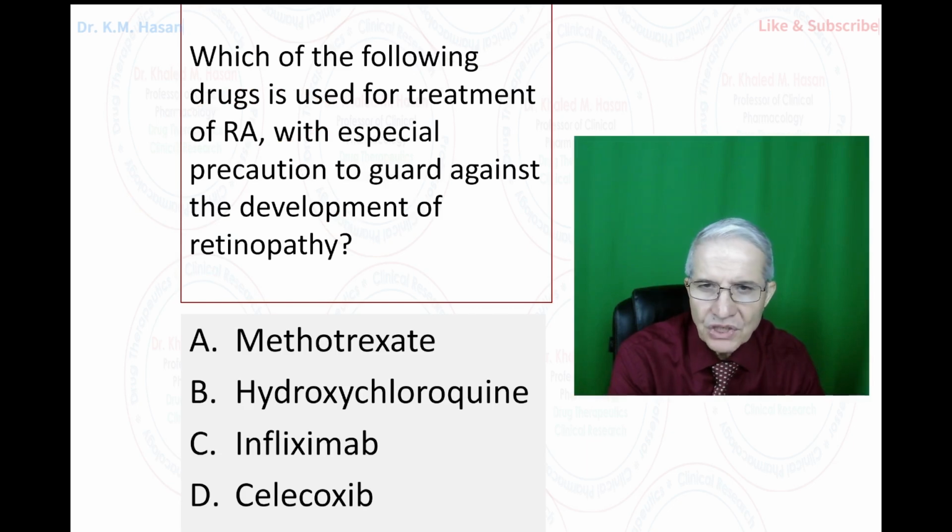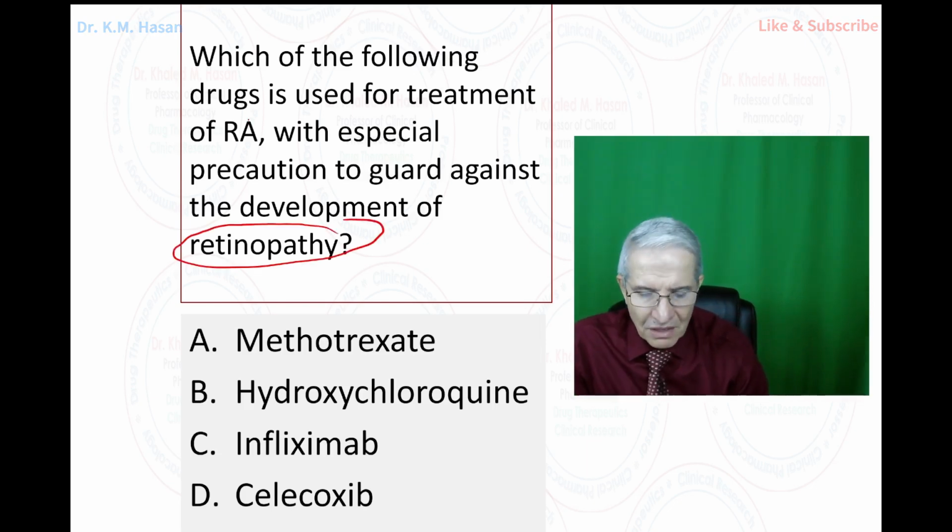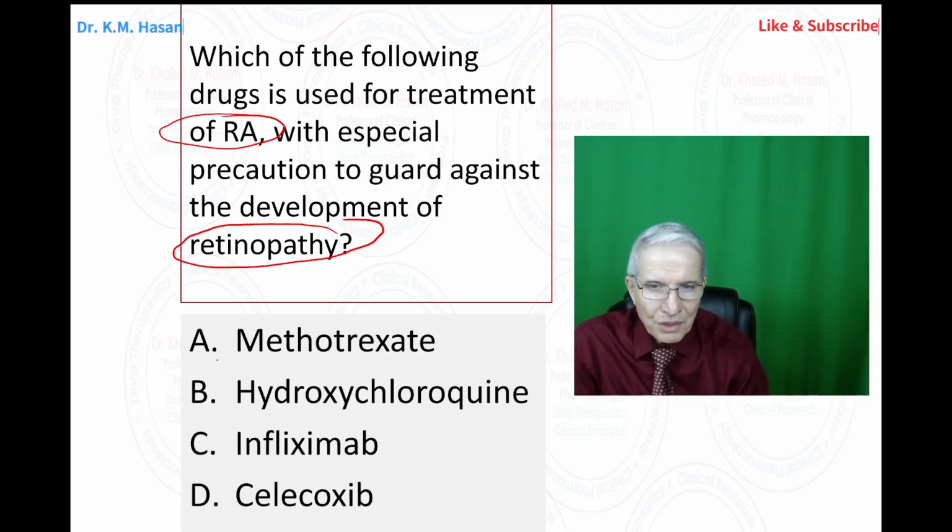Okay, I will repeat the question again. Which of the following drugs is used for treatment of rheumatoid arthritis with special precaution to guard against the development of retinopathy? So here we ask about retinopathy. Which of the following treatments could be associated with the risk of retinopathy?